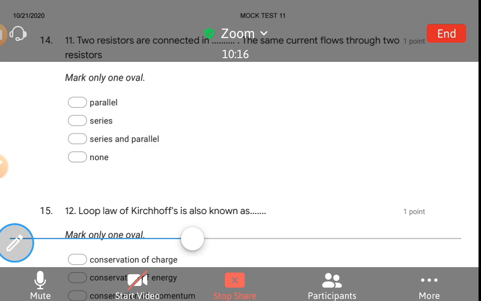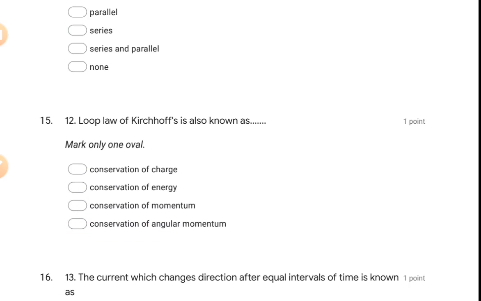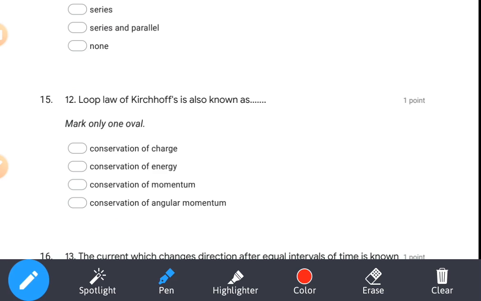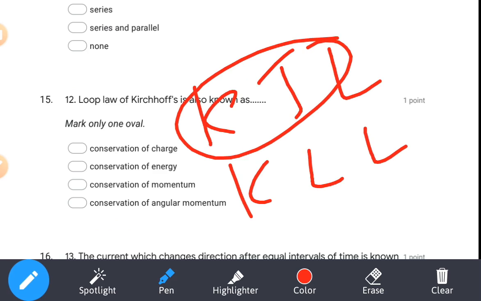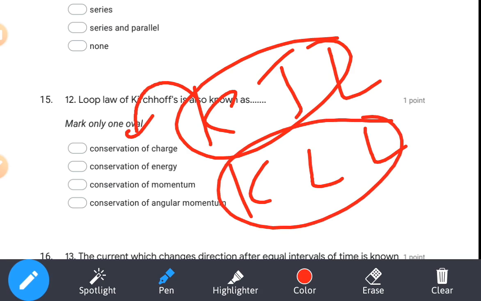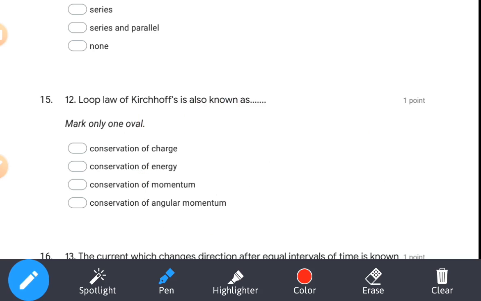Kirchhoff's loop law is also called as. There are two laws of Kirchhoff: one is Kirchhoff's junction law and the other is Kirchhoff's loop law. Kirchhoff's junction law deals with charges, so it is conservation of charge. Kirchhoff's loop law deals with potential difference, nothing but energy, so it is conservation of energy. Kirchhoff's loop law is also called conservation of energy. Option number B.